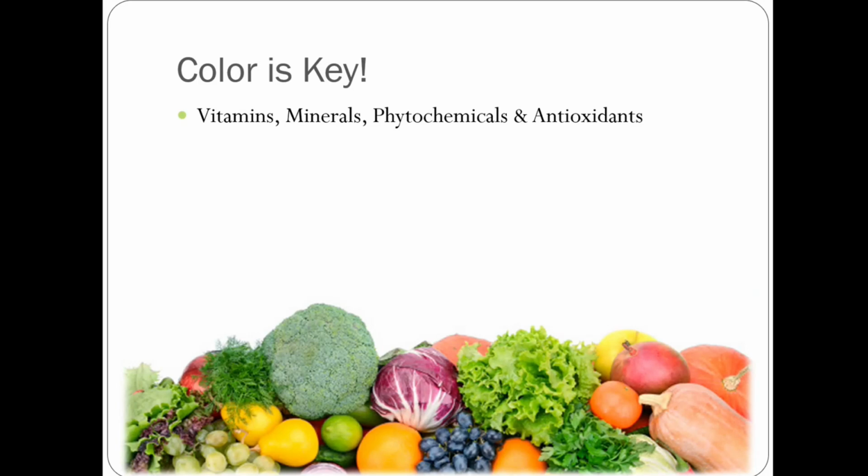Color is key. So we want to eat a variety of colors of fruits and vegetables because the different colors do provide different vitamins, minerals, antioxidants, and phytochemicals or phytonutrients. And these phytonutrients and antioxidants are important because they help to fight what we call free radicals. So basically just irritants that get into our body from our environment can cause inflammation and damage to our tissues. And so phytonutrients and antioxidants from fruits and vegetables really help to suppress those free radicals.